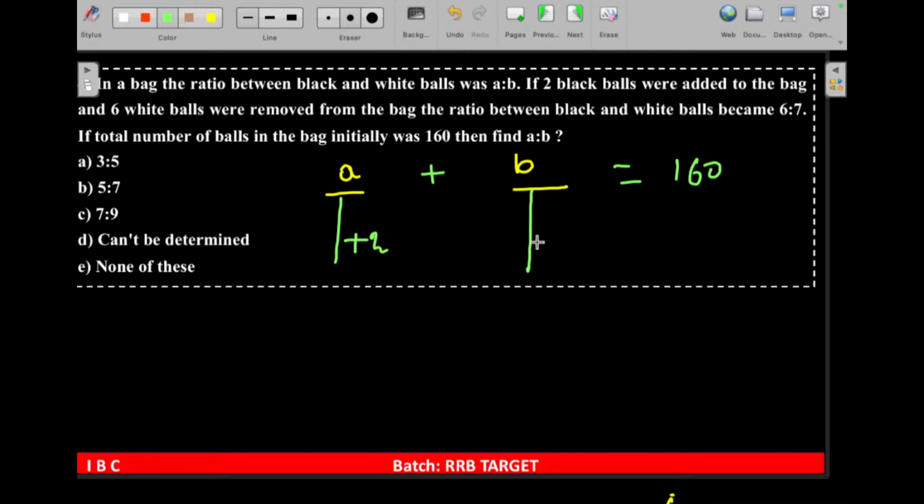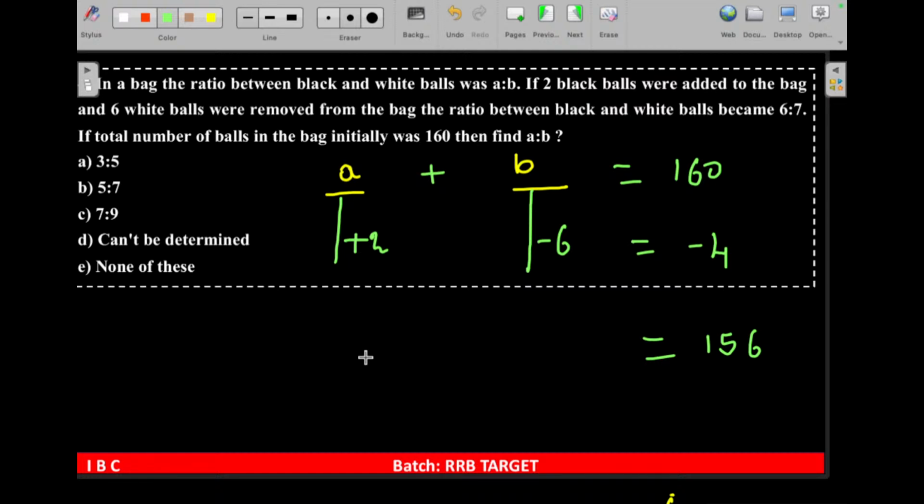I removed 6 balls from white and black. Overall you will removed 4 balls. Yes or no? Overall you removed 4 balls from 160. Now you have 156 balls. Yes or no? 156 balls. Now is it clear? So you understood, right? You understood this one? Now I know what is the ratio after adding, after removing.